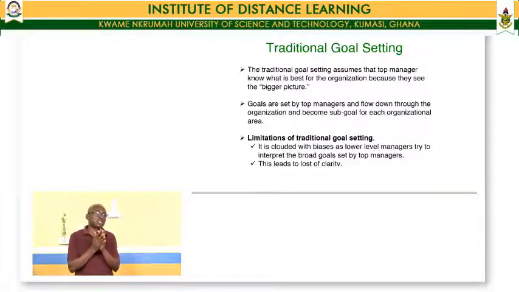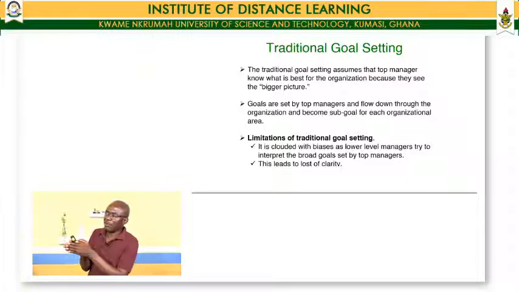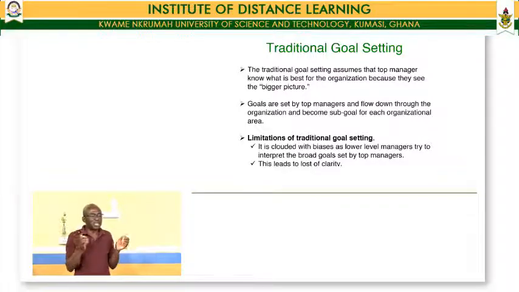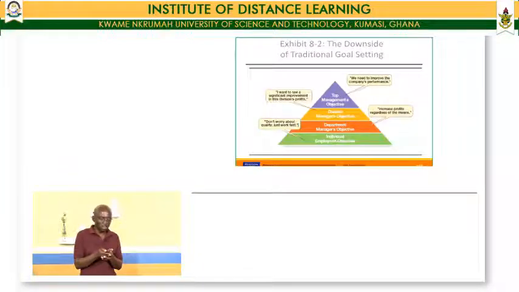But then there are limits to traditional goal setting. Sometimes, because lower managers are not involved in the determination of the goals, interpretation becomes difficult. That is why I say it is clouded with biases as lower managers try to interpret the broad goals set by top managers. That means people will use their understanding from different angles based on how they see it. So these types of goals are not clear, because at the production level, they may see the goal differently. At the marketing or sales level, they may see the goal differently. And so it becomes a problem. But in most organizations, it is done in consultation with the tactical and operational managers. So this is how traditional goal setting looks.